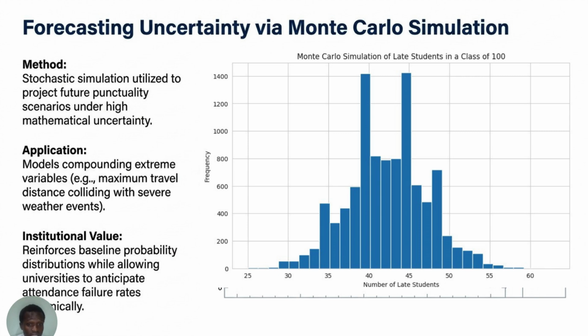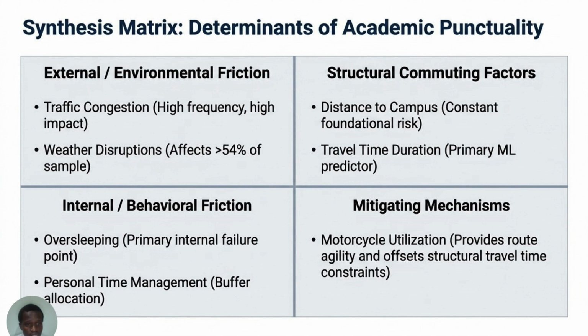And this is the Monte Carlo simulation. As you can see, the Monte Carlo simulation is a stochastic simulation utilized to project future functionality scenarios under high mathematical uncertainty. The model computes compounding extreme variables, for example the maximum travel distance combined with a severe weather event, or something like that.